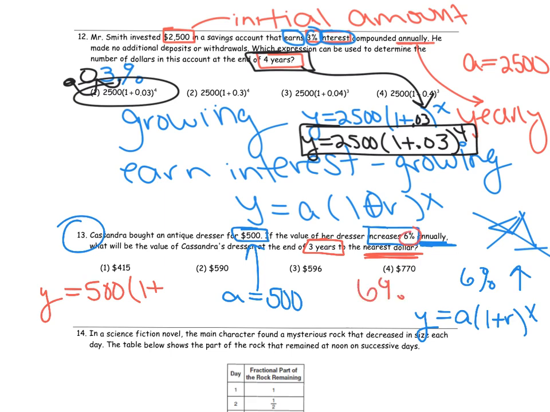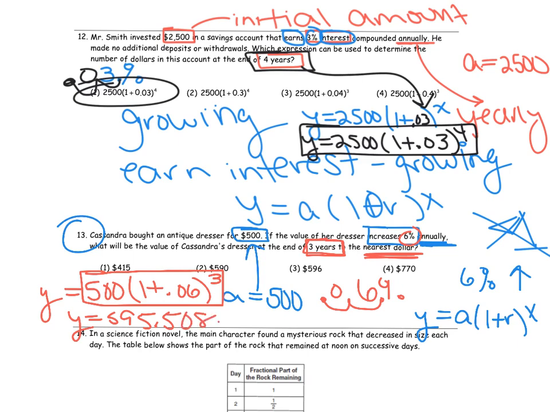How do I rewrite 6% as a decimal? We move it to the left 2 places. So I have 1 plus 0.06 to the, and it wants to be after 3 years, so to the 3rd. Type this straight into your home screen on the calculator. When you type that in, this is what you end up getting. 595.508... But I want you to round it to the nearest dollar.